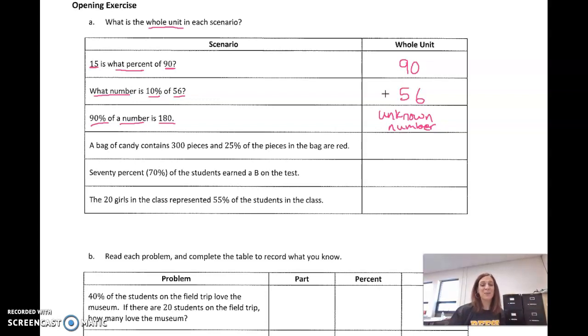A bag of candy contains 300 pieces and 25% of the pieces are red. So we have the pieces that are red. If we want the whole, how many total pieces are there? 300.